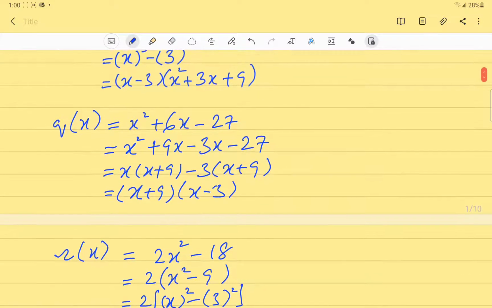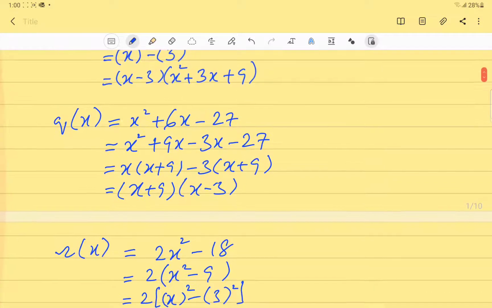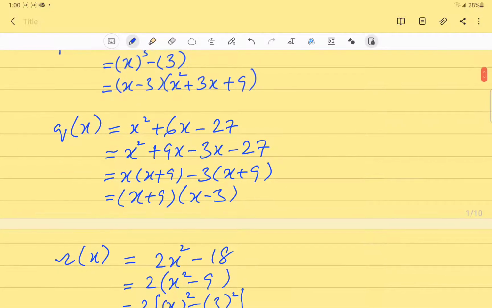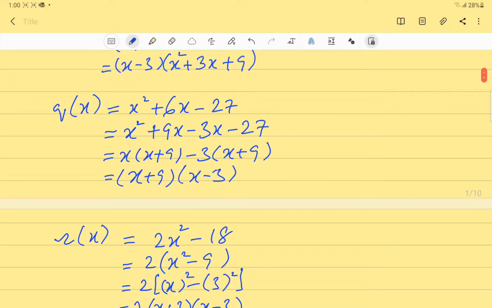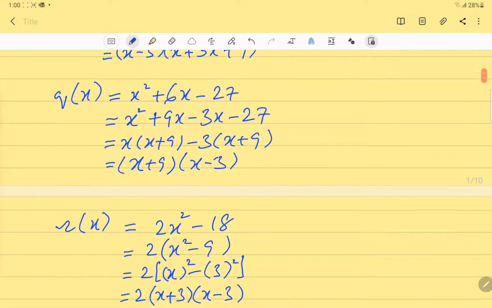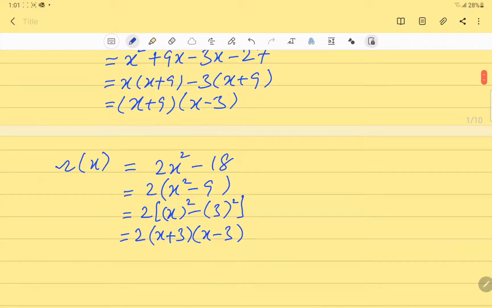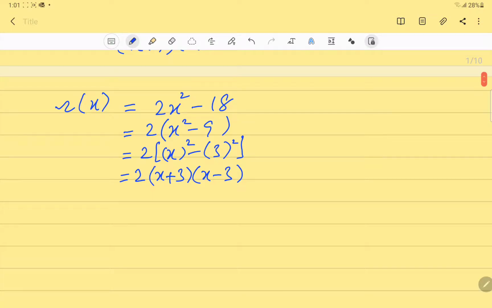Now let's see which factor is the common one, the highest common factor. X minus 3 is there in the first expression, x minus 3 is there in the second expression, and x minus 3 is there in the third expression as well. So that is our highest common factor, and this is our answer.